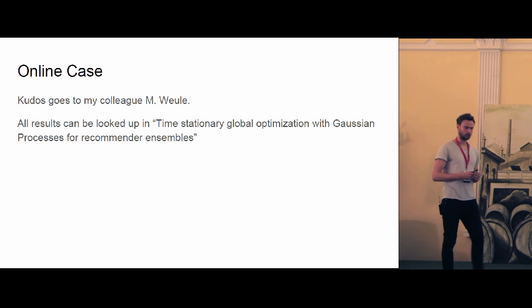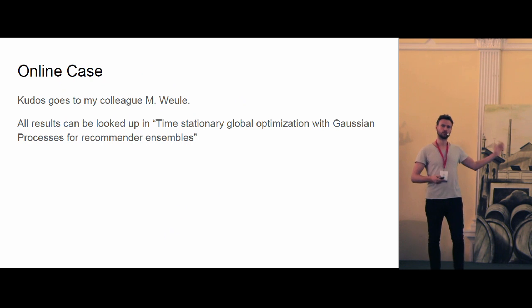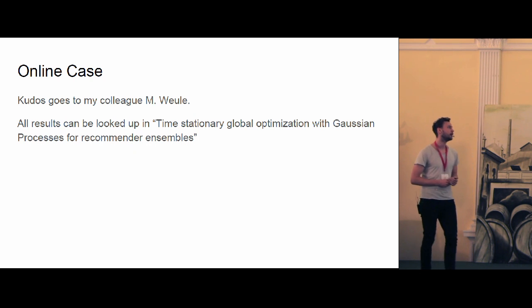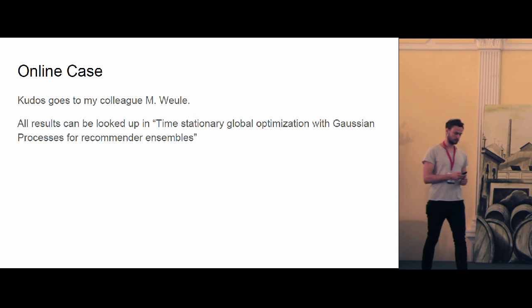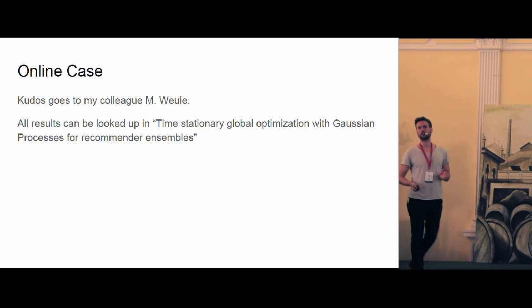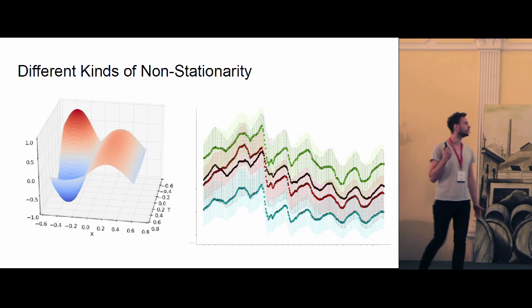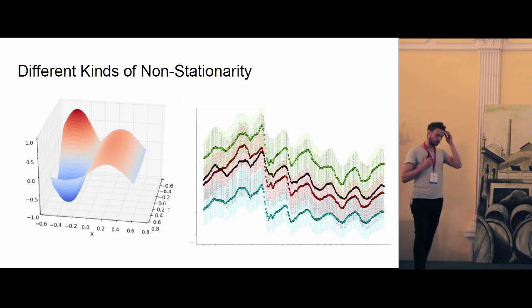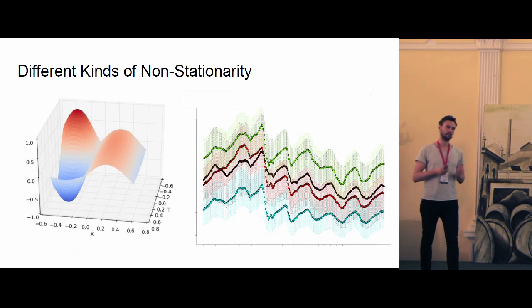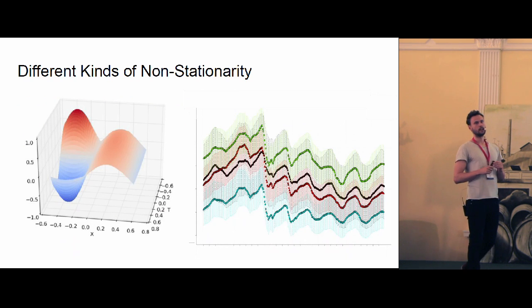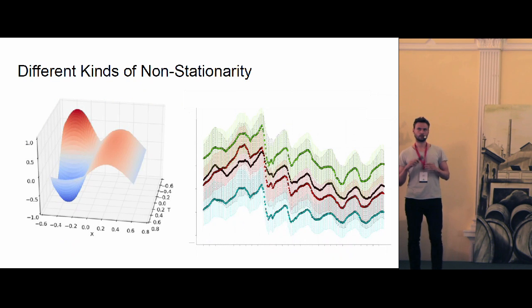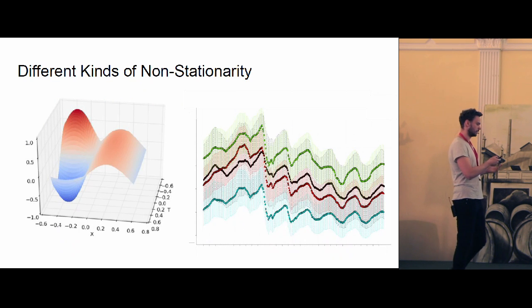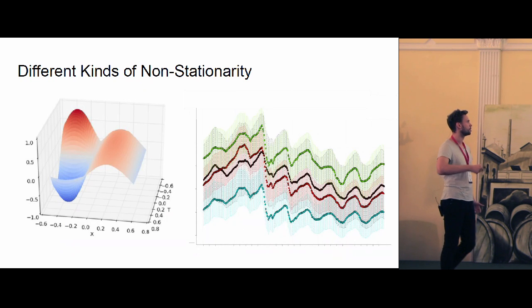So now let's talk about the non-stationary part. I have to say that all the kudos go to my colleague Max Weule, who derived most of the results in his master thesis. If you want to look up the details, please look up his master thesis. So what do I mean by non-stationary, or which kinds of non-stationarities? There are a lot of kinds. If you look in the literature, usually you find a constant slow drift, a fast drift, or a periodic drift.